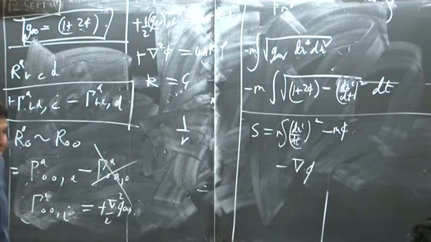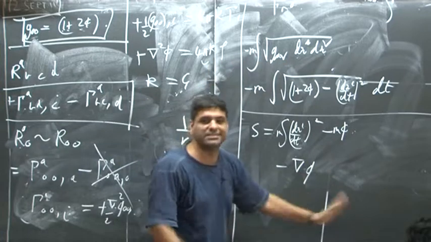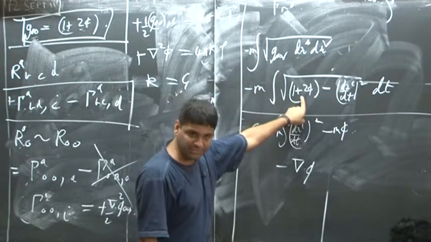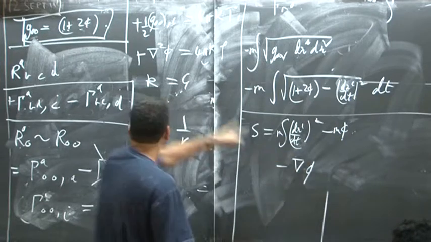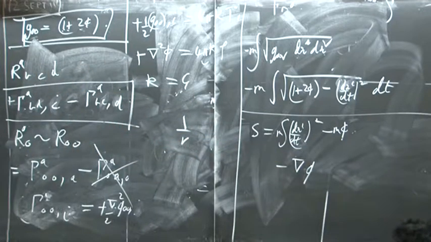So is g 0 0 1 plus 2 phi or 1 minus 2 phi? According to Landau-Lifshitz, well, we should be able to work consistently. In writing 1 plus 2 phi, we've identified it with the potential. Okay? So now, unless we flip our sign of k, something is... just a minute. Have I messed up somewhere else?